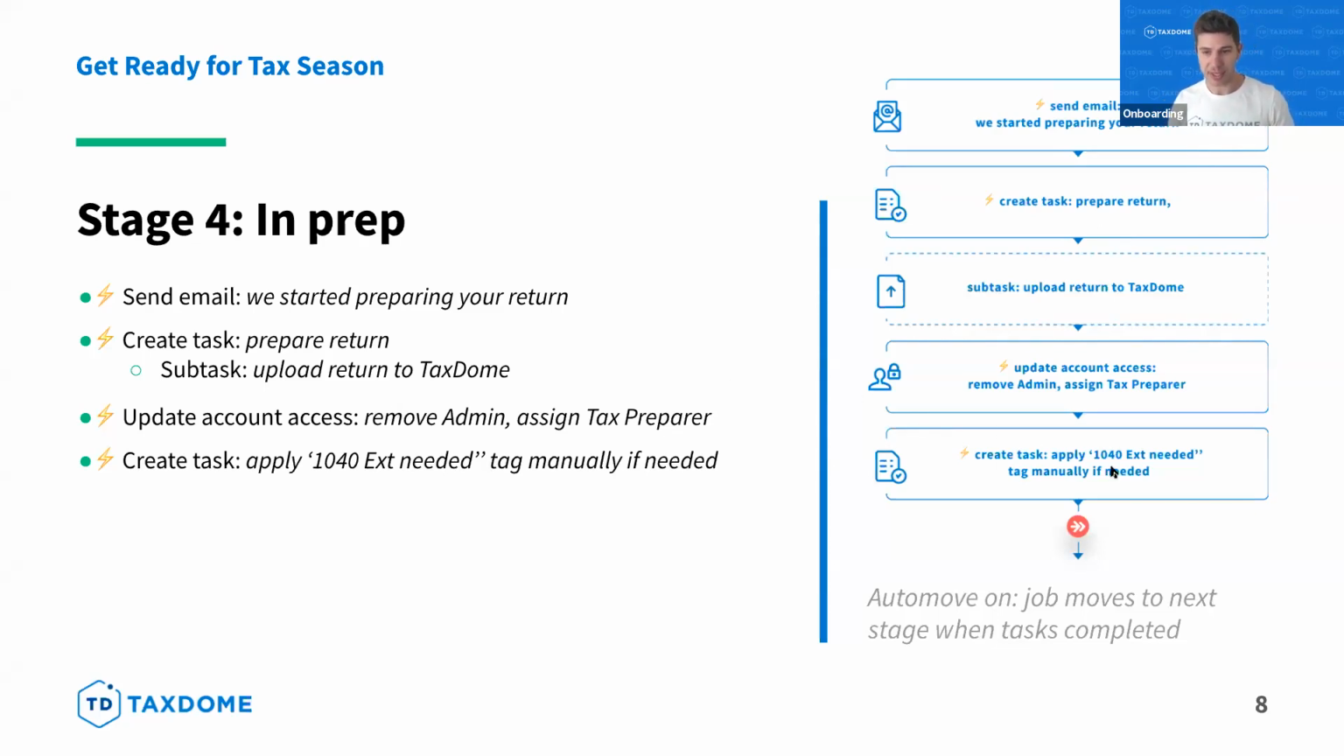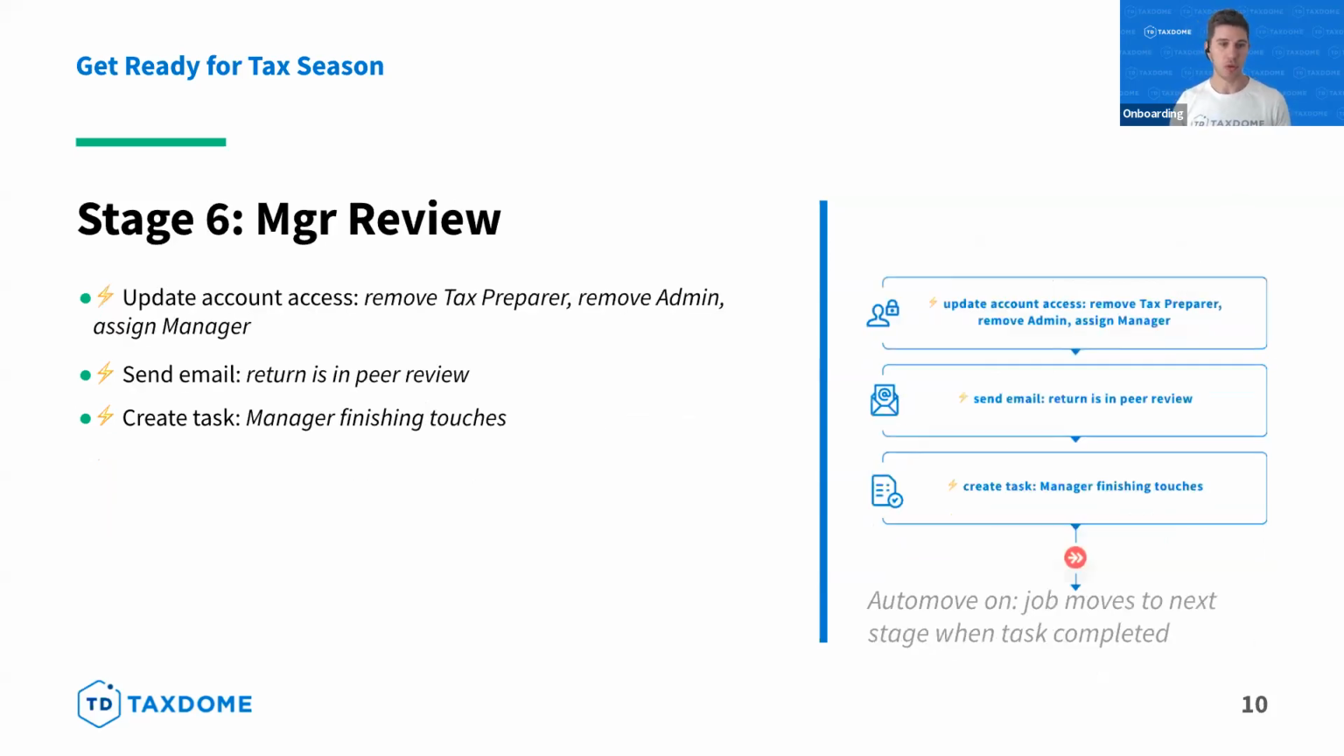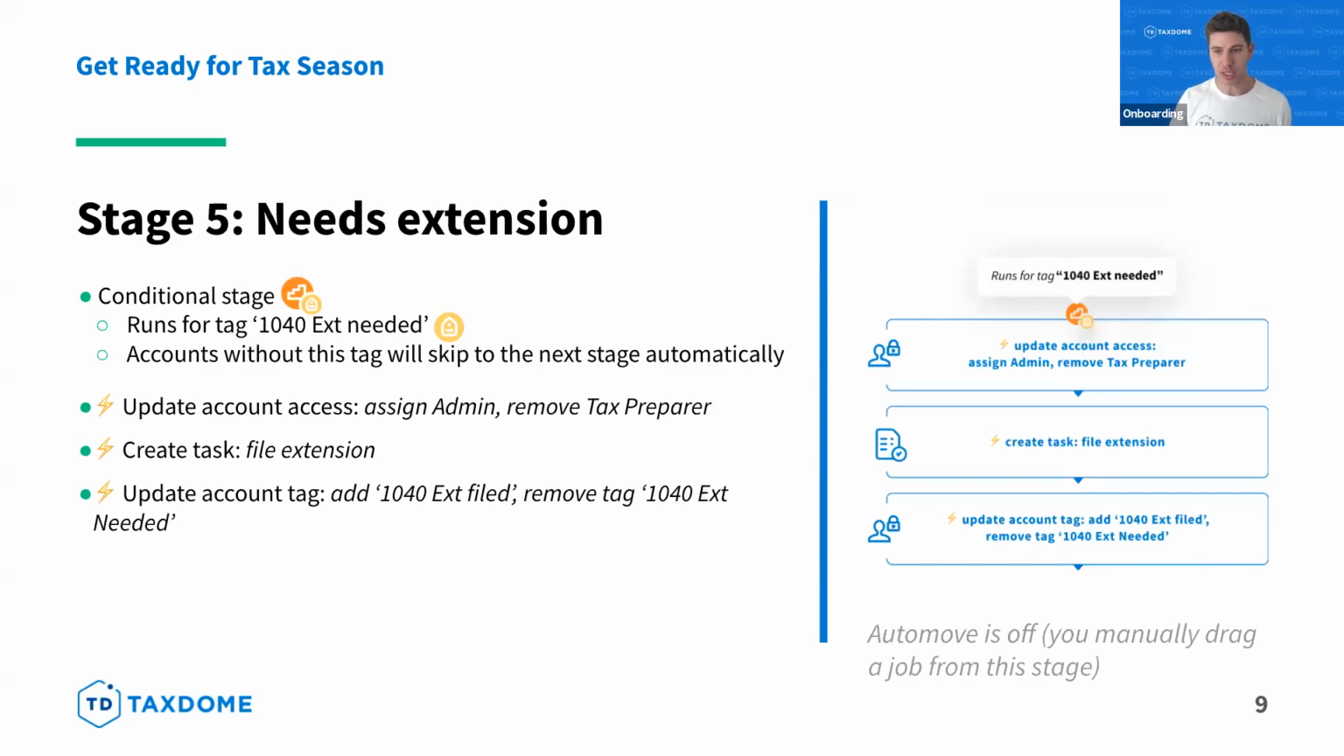Now, the reason why this tag is so helpful is because our next stage is a conditional stage. This entire stage would be called needs extension, and any job that moves forward would only enter the stage if that tag extension needed was applied. Okay, so if nobody applied extension needed, the job would skip over the stage and go straight to manager review. But if it needs extension, then you need somebody else to process that extension. So if the tag was applied, extension needed, the job would automatically enter into this stage.